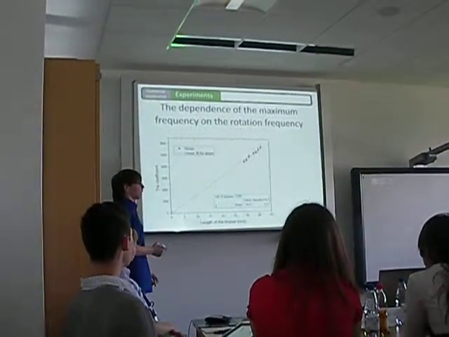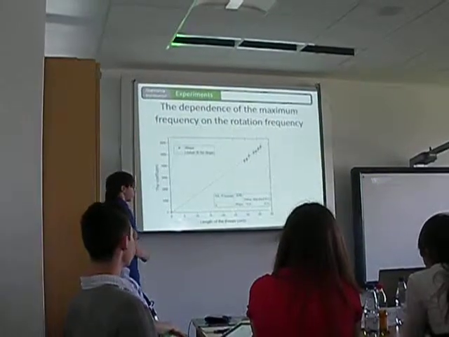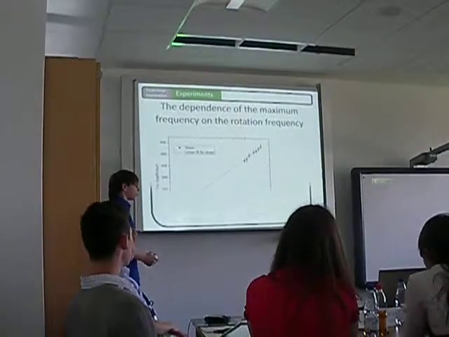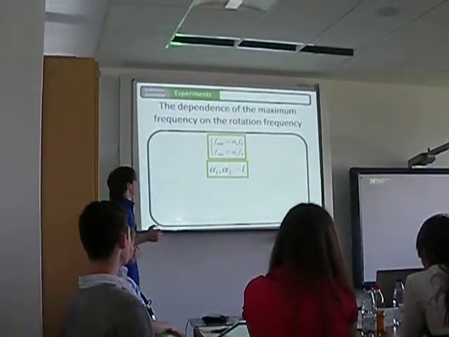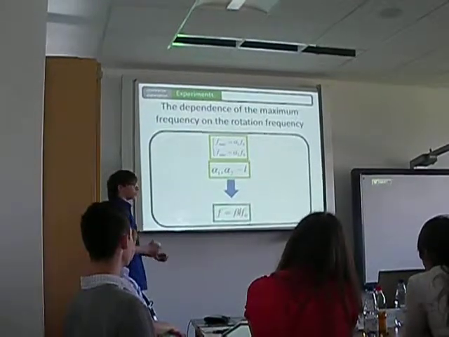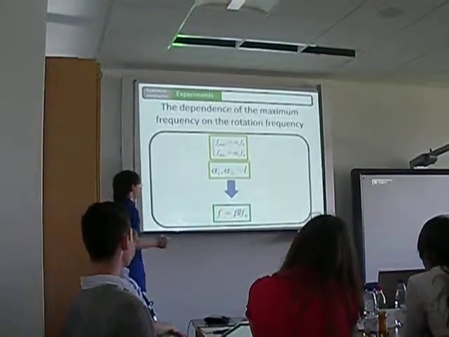First of all, let's adjust the length of our thread. Here you can see the result. The result is also quite linear, and that's why we can conclude that the maximum frequency somehow linearly depends on the frequency of rotation and the length of our thread.